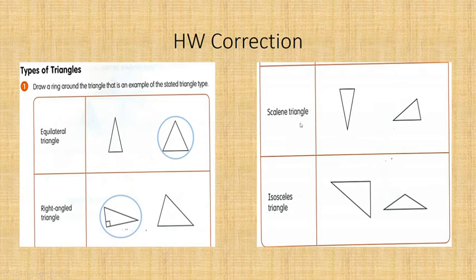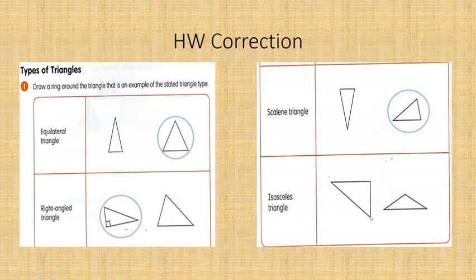Scalene triangle. A scalene triangle means that this triangle doesn't have any equal sides. So if you just look here, you'll find this triangle is isosceles. Its two sides are equal, so it's not this one. But this one doesn't have any equal sides. So this one is the scalene triangle, so circle it.